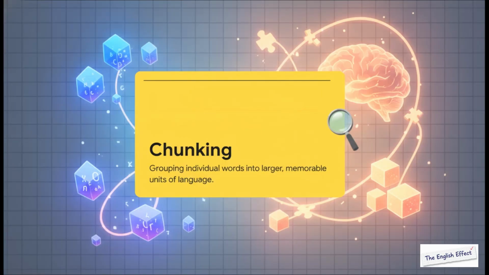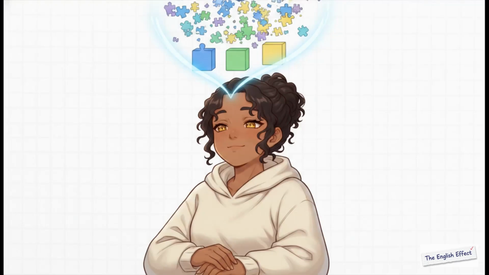So, how on earth does your brain process all these rapid changes? Well, it does it through chunking. Chunking is just grouping individual words into larger, single, memorable units of language. Recognizing these lexical chunks is honestly a massive shortcut for your brain. It totally eases your mental processing load, saves memory, and really speeds up your real-time listening. Why? Because you aren't stuck translating word by word anymore. You just recognize the entire sound unit instantly.